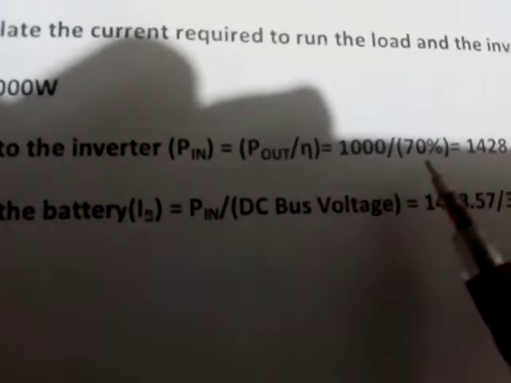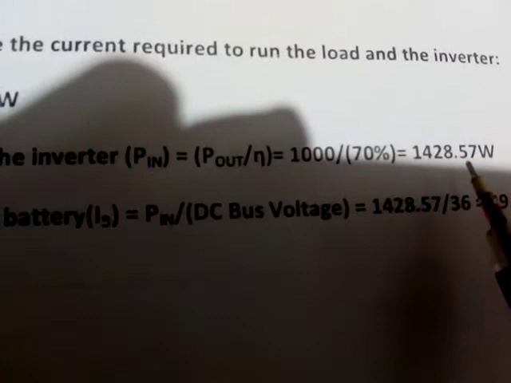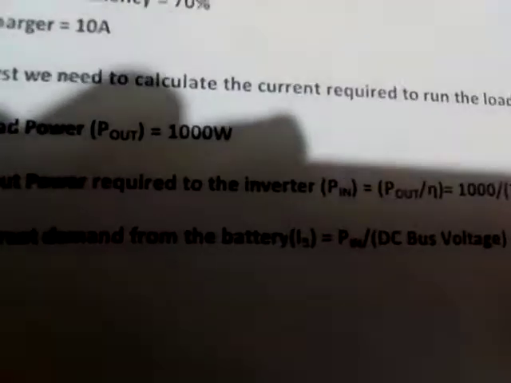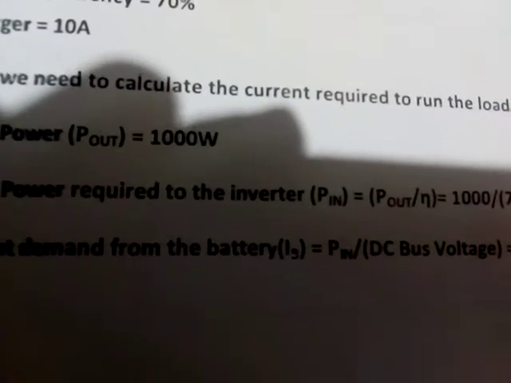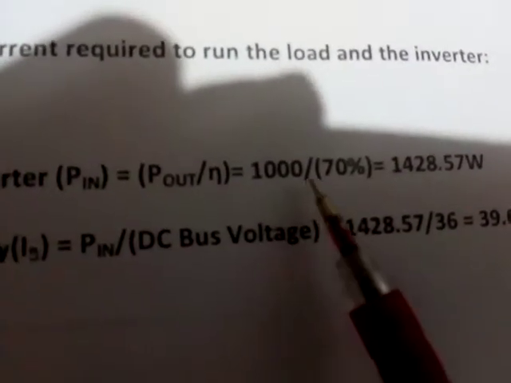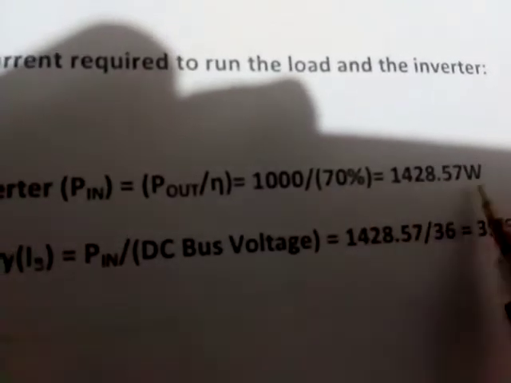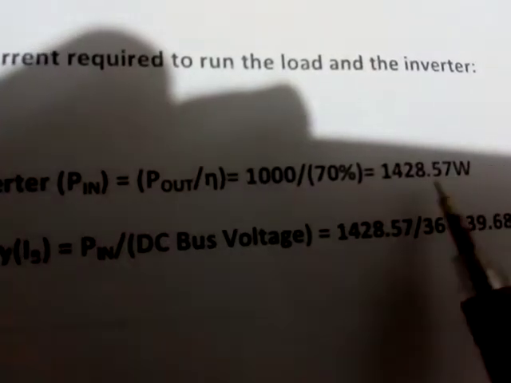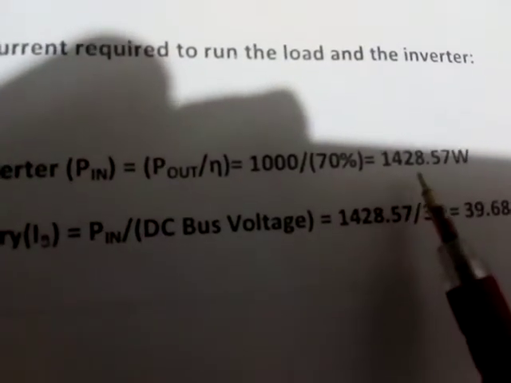Load power by inverter efficiency will be inverter input, that is the power required by the battery. Battery should be able to supply so much. Inverter supplies 1000 watt to the load. Battery should supply so much watt to the inverter because of inverter efficiency.